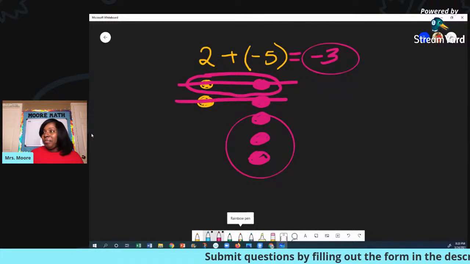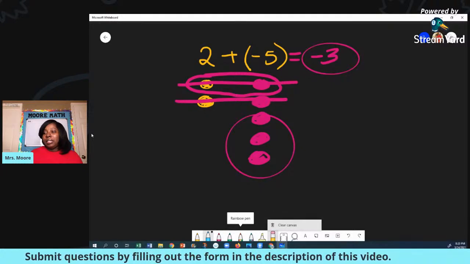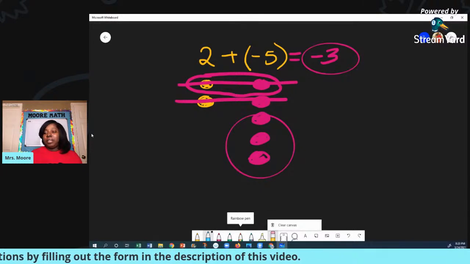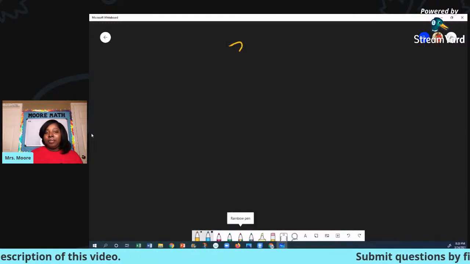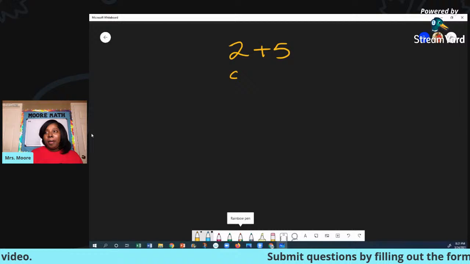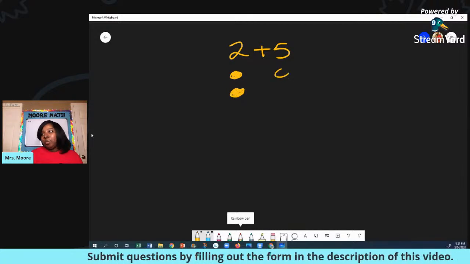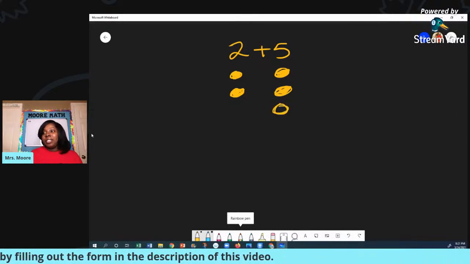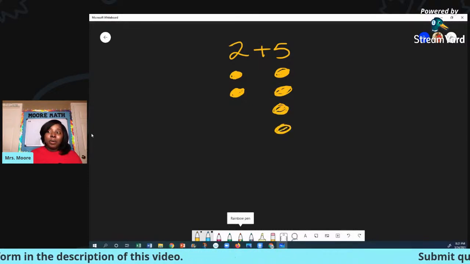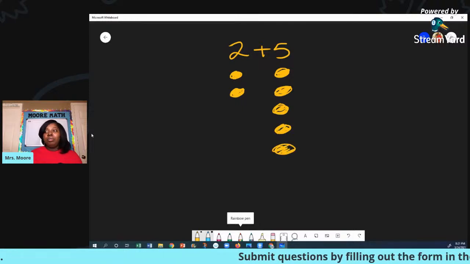Okay, and that's that. So let's do it again. 2 plus 5. We just did 2 plus -5. Obviously, we know 2 plus 5, hopefully, is 7. But again, using the chips, we have 2 positive chips and 5 positive chips. The positives don't cancel each other out. So all together, 1, 2, 3, 4, 5, 6, 7.